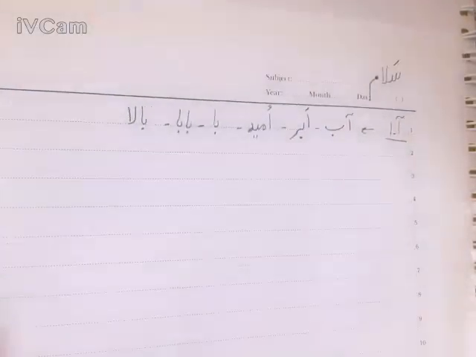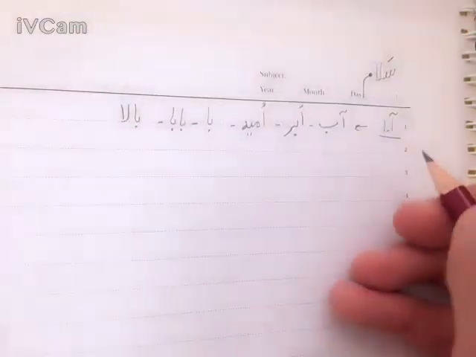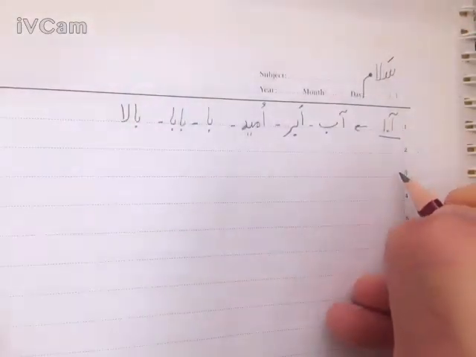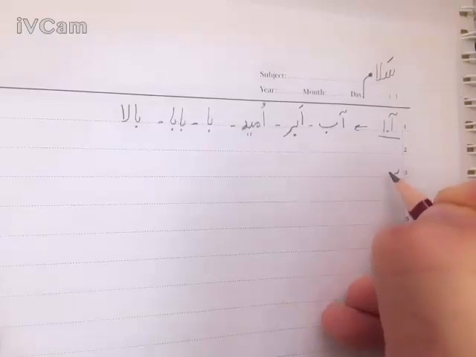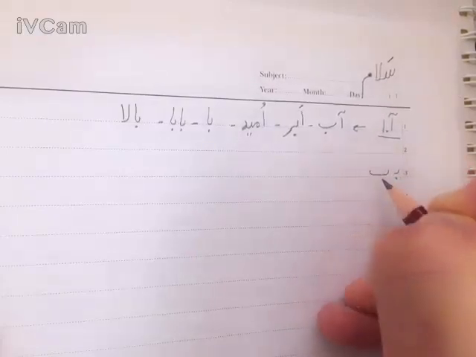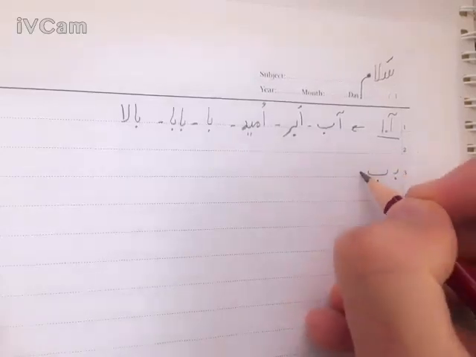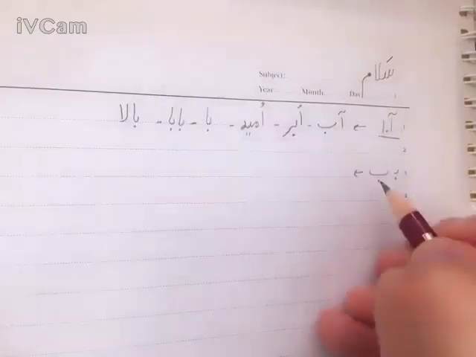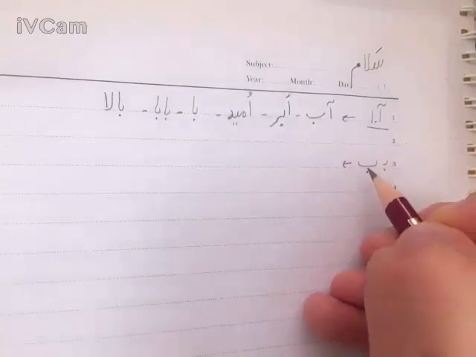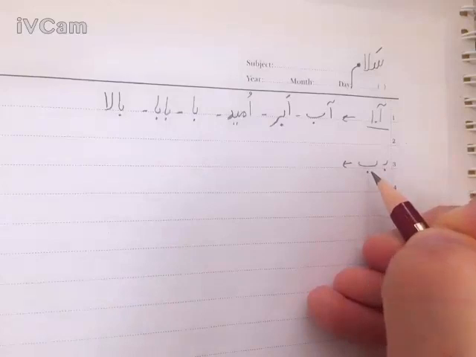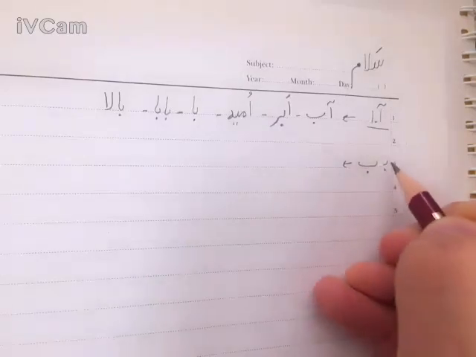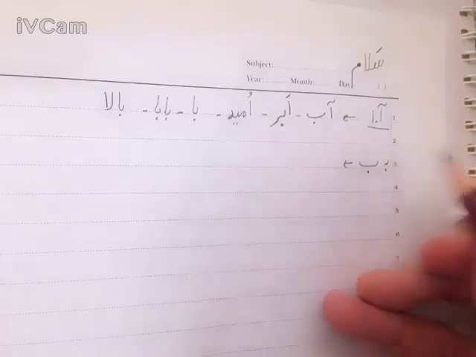So let's go with B. This is its smaller form, and this one is the bigger one. If B comes at the end and no other letter comes after it, it would be the bigger form. But if something comes after it, it would be its shorter form.